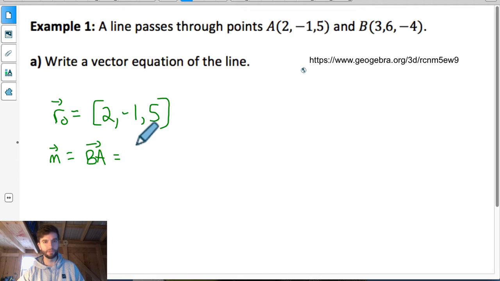And to find vector BA, make sure you always do tip minus tail for the x, y, and z coordinates. So when we're doing vector BA, A is at the tip, B is at the tail. So for the x component, we'll do the x coordinate 2 minus the x coordinate 3. 2 minus 3 is negative 1. Y coordinate negative 1 minus y coordinate 6. So negative 1 minus 6 is negative 7. And z coordinates, 5 minus negative 4 is 9.